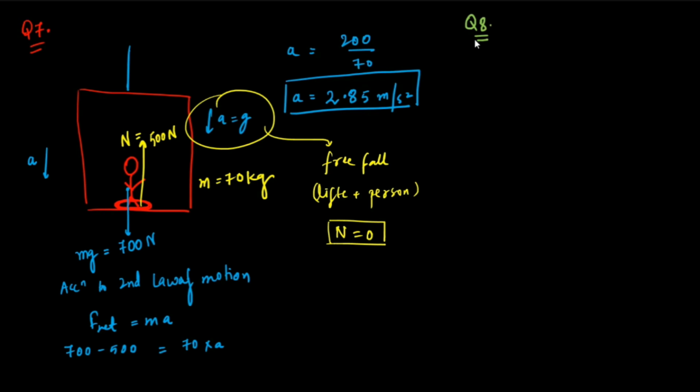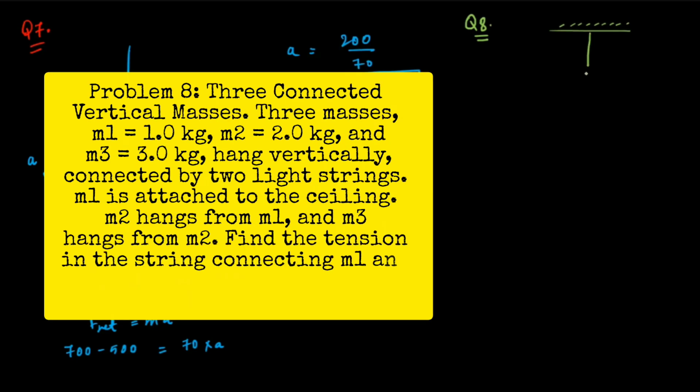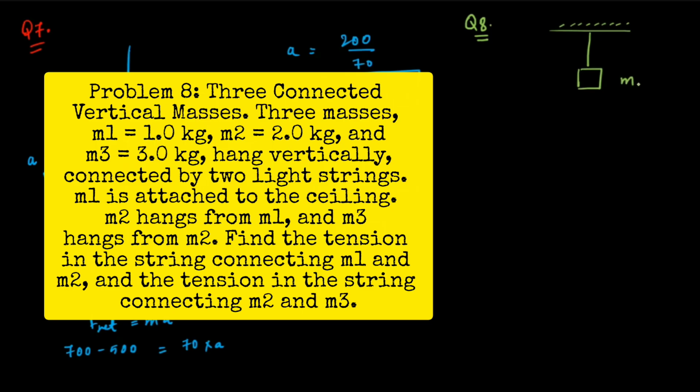Question number 8, three connected vertical masses. So there are three masses, 1 kg, 2 kg, 3 kg, hanging vertically, connected by two light strings. M1 is attached to the ceiling. So this is how the system must be. This is going to be my M1 attached to the ceiling. M2 hangs from M1, so M2 must be like that. And M3 hangs from M2.